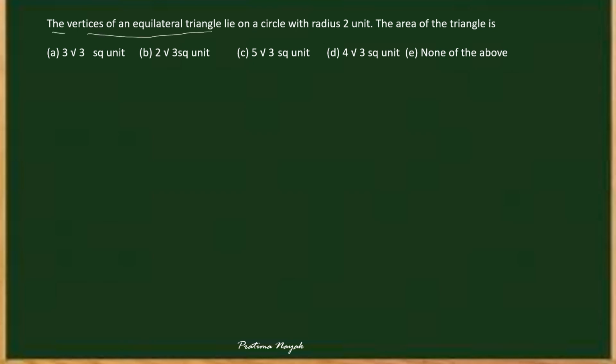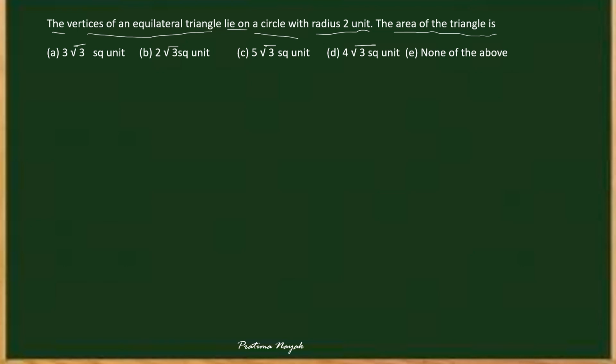The vertices of an equilateral triangle lie on a circle with radius 2 units. The area of the triangle is, there are four options. One is 3 under root 3 square units, 2 under root 3 square units, 5 under root 3 square units, 4 under root 3 square units, and none of the above.